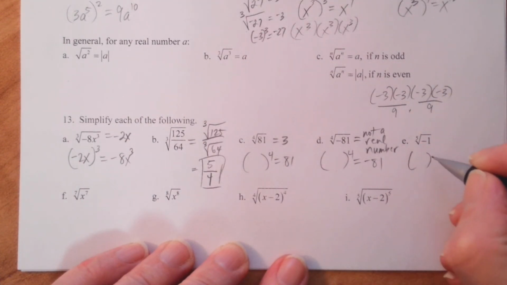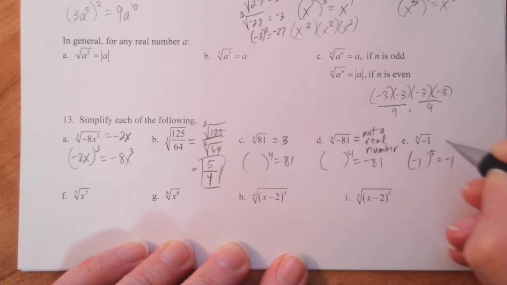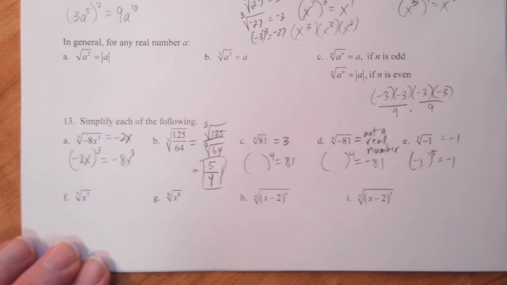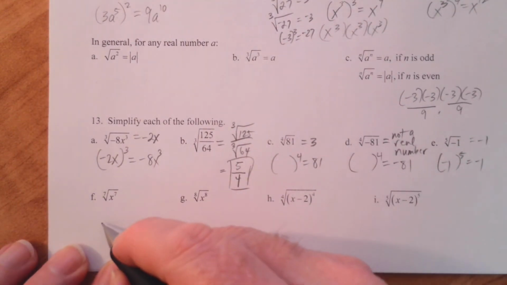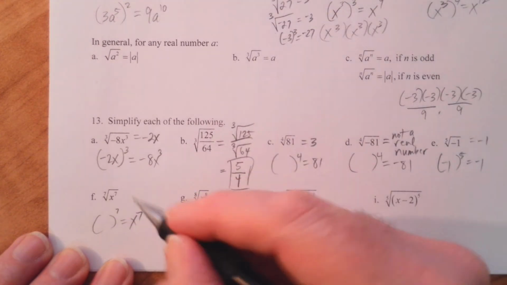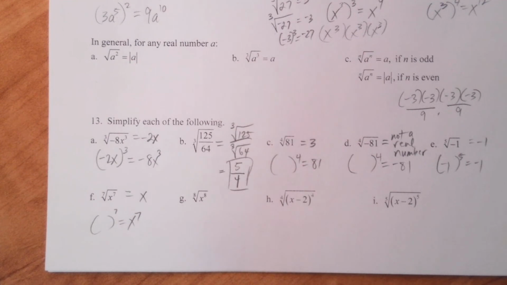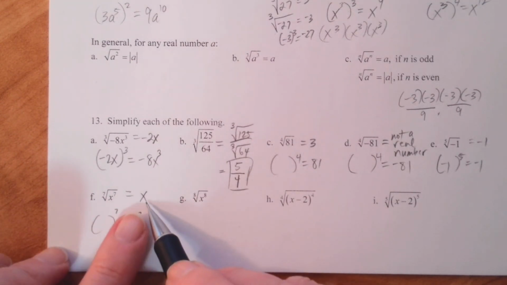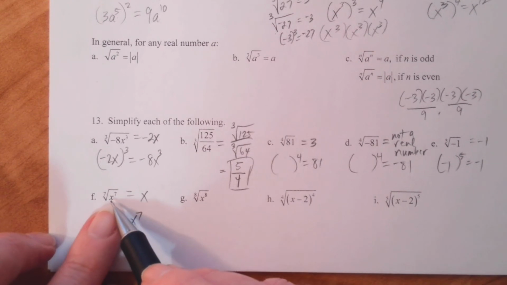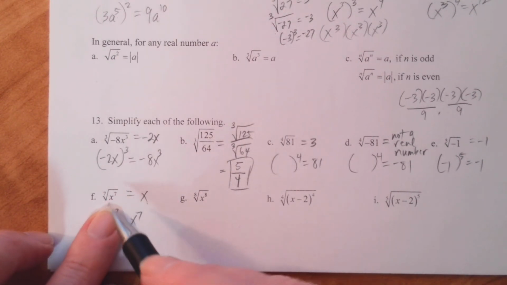Here we're looking for something you take to the fifth power to get negative 1. Well, it's got to be 1 or negative 1. That would be negative 1. Here you're looking for something to the seventh power that gives you x to the seventh. Well, that would be x. Now, since this is an odd root, it's okay to have this be x, because whether x is positive or negative is not an issue with odd roots.